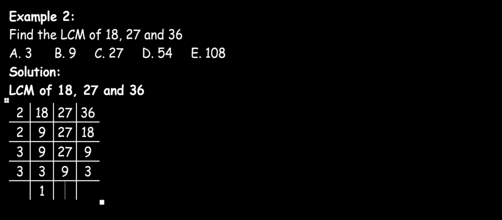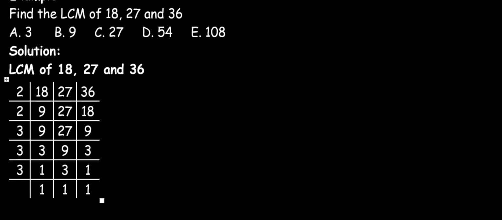3 divide 9 gives you 3. 3 divide 3, 1. We can still go with 3. 3 divide 1, you bring the 1 down. 3 divide 3, 1. 3 divide 1, you just bring the 1 down. That is the method of our operation.